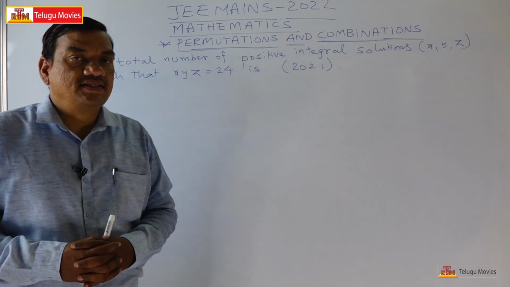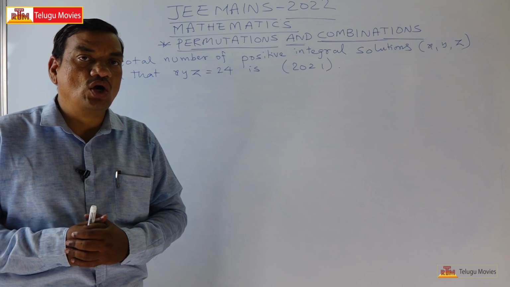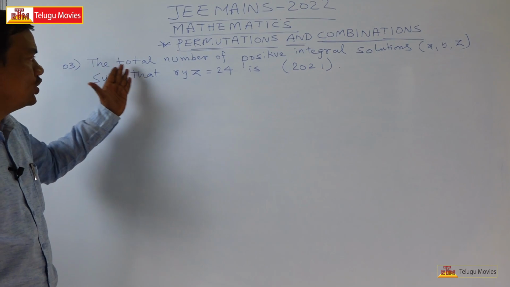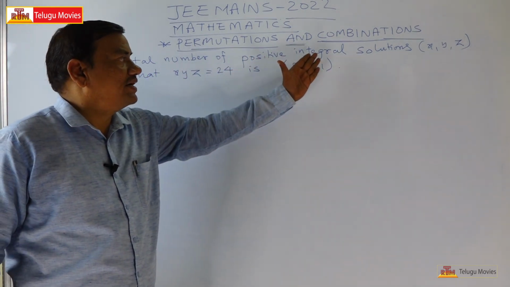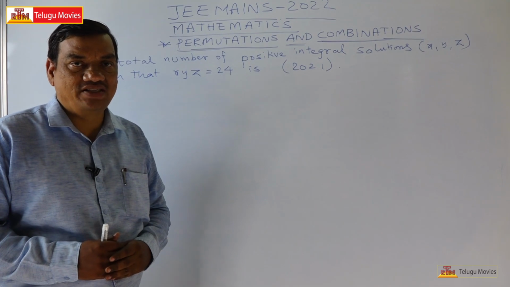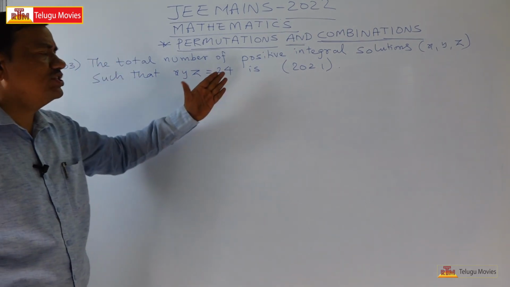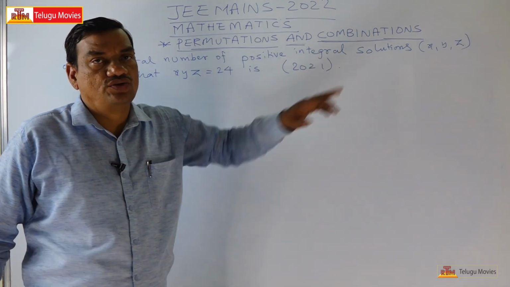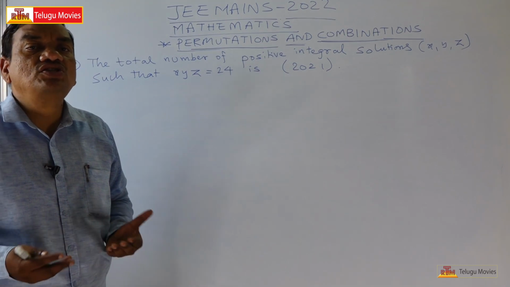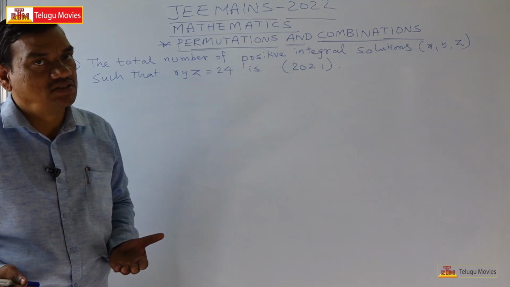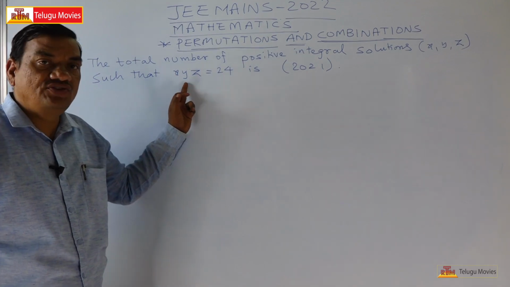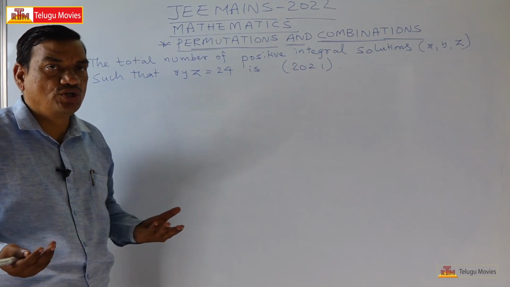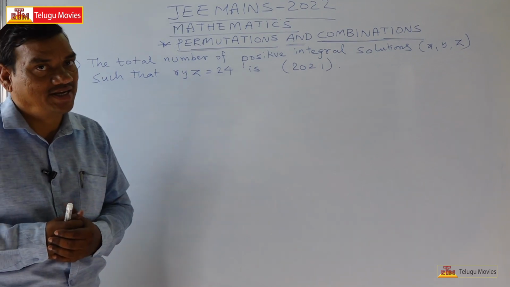So, welcome to our class. Let us see the third problem of today's session. The third problem is like this: the total number of positive integral solutions xyz such that xyz is equal to 24. First, one thing you have to observe: positive integral solutions. Positive integers are nothing but natural numbers. Now you have to select 3 natural numbers so that their product is equal to 24. How many such groups can you get?